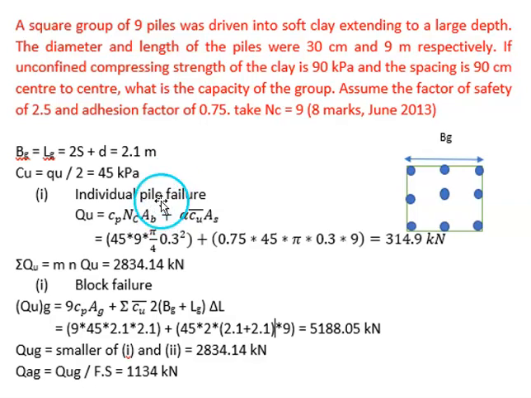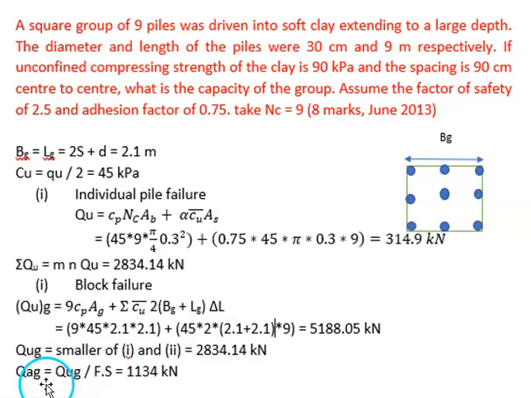So here, since it is clay soil, we have to consider two criteria, that is individual pile failure and block failure. For individual pile failure, we have to estimate the capacity of a single pile and then multiply with the number of piles. In case of block failure, we have to consider the pile group as a single block, and for the block we have to find the area as well as perimeter. Then we will be getting the capacity based on the block failure criteria. Then we have to compare these two values and the smaller value will be reported as the capacity of the pile group.